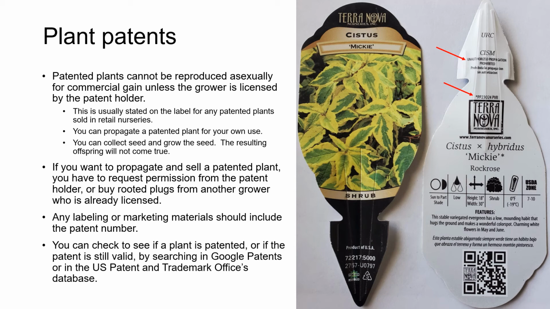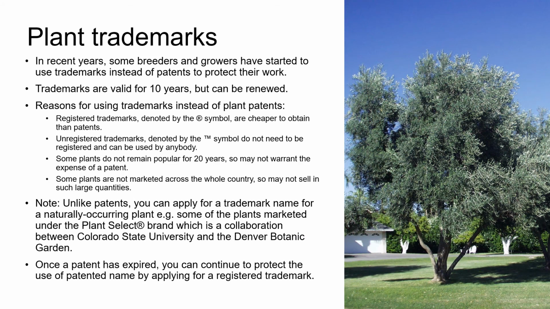Once the plant patent has expired at the end of 20 years, then anybody is free to propagate the plant without permission from the patent holder. And now this is where it gets confusing. In recent years, some breeders and growers have started to use trademarks instead of patents to protect their work. Trademarks are valid for 10 years, but unlike patents, can be renewed when they expire.